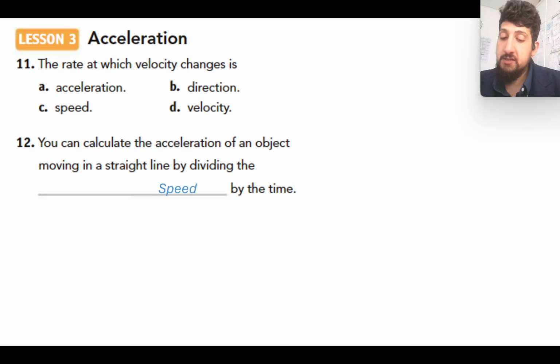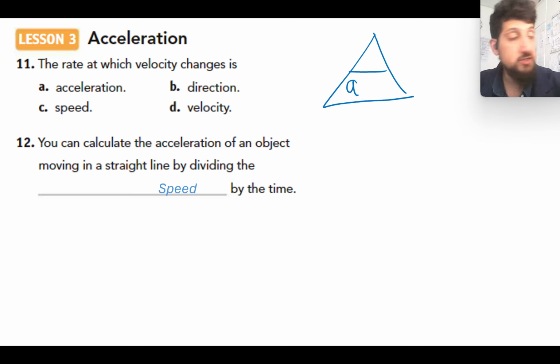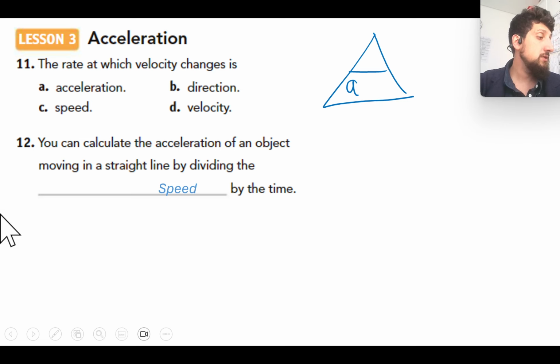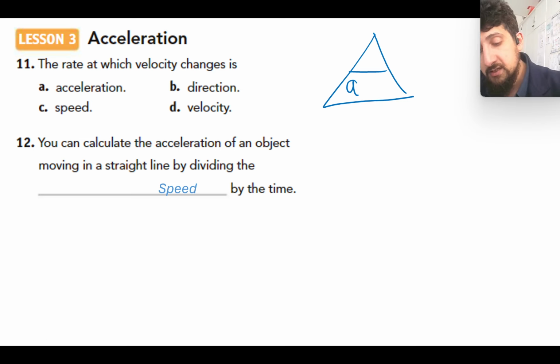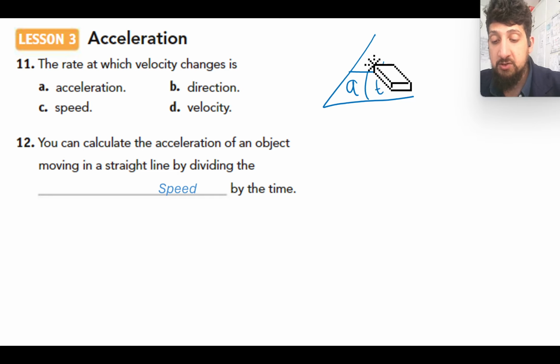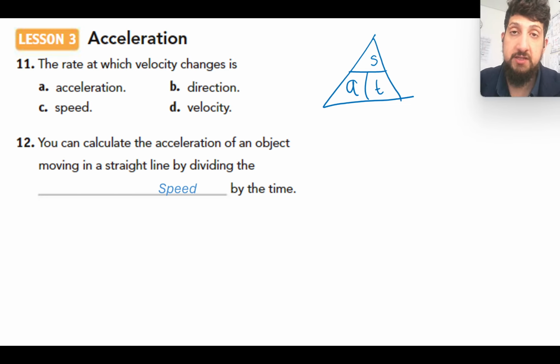Okay, acceleration. Now, acceleration, remember, is change in speed, s2 minus s1 over time, or just speed over time. Or really, if you want to be more accurate, it's change in velocity over time, because remember, acceleration is about change in either direction or speed. That's what acceleration is.